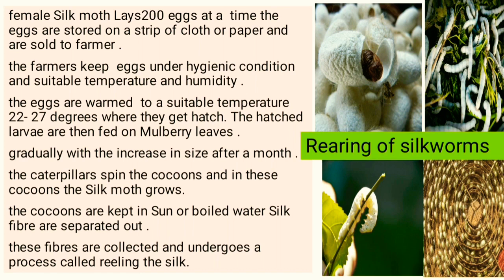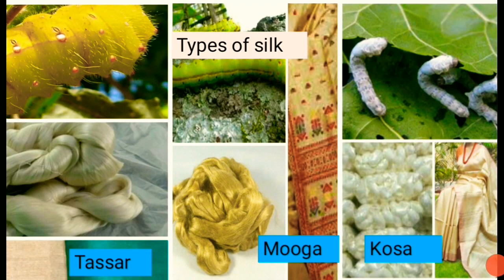Gradually, with the increase in size after a month, the caterpillar spins the cocoons, and in this cocoon the silk moth grows. The cocoons are kept in sun or boiled water. Silk fibers are separated out. These fibers are collected and undergo a process called reeling the silk. Silk is another animal fiber made of animal protein and is obtained from silkworm. Types of silk are tasar, muga and kosa.